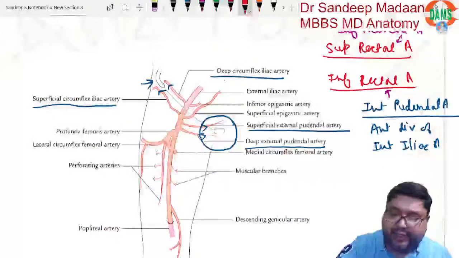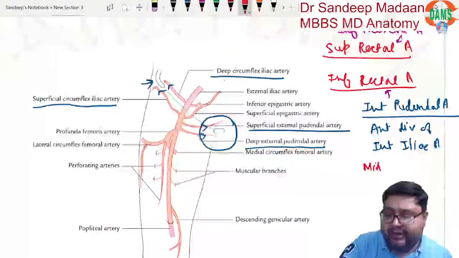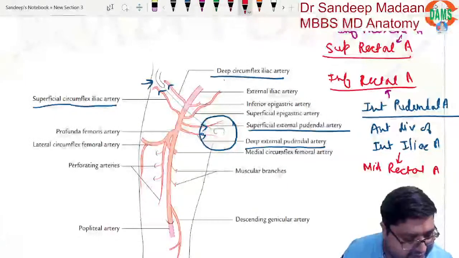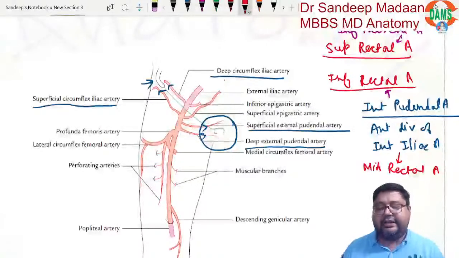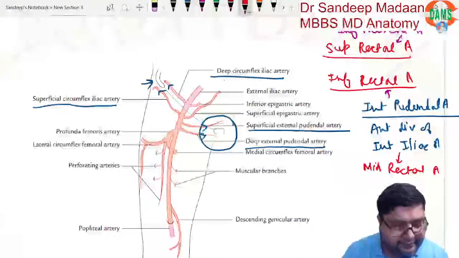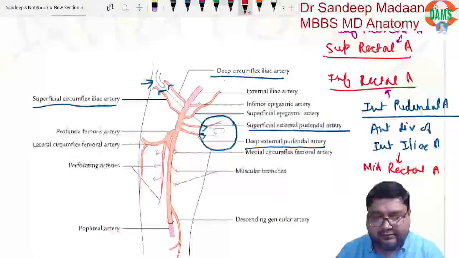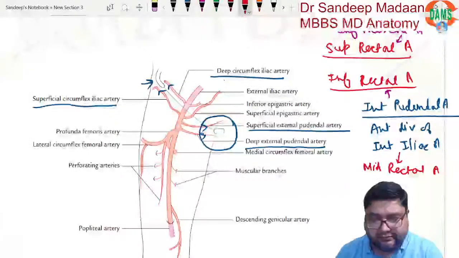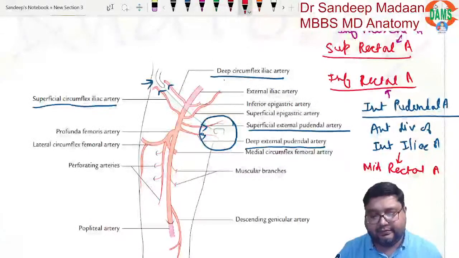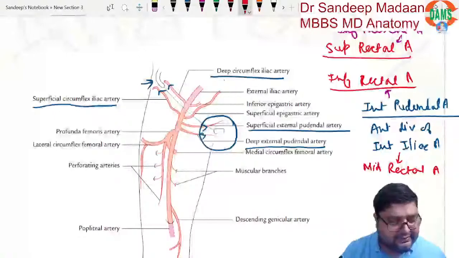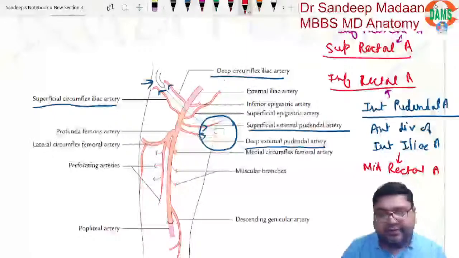And then there is a middle rectal artery also. Middle rectal artery is a direct branch from internal iliac. Okay, it's a direct branch of internal iliac. Did you understand now? All these parts are clear? All right. So far so good. Now coming back to the branches.